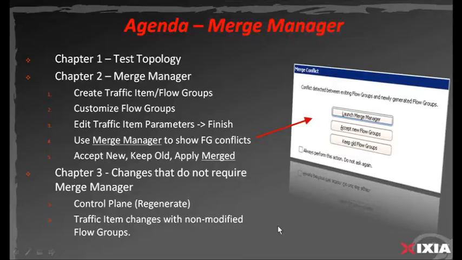Finally, Chapter 3 will be a short chapter on changes that do not require the Merge Manager, including regeneration of the control plane and making changes at the traffic item with non-modified flow groups.